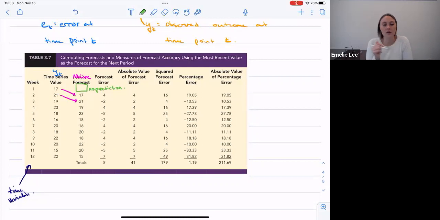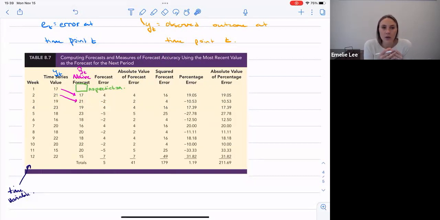So some of the things that we could look at are, of course, the forecast error. The forecast error is going to be the time series value, the actual value that you saw, Y subscript T, minus the forecast value, which is Y hat T. So 21 minus 17 puts us at 4. 19 minus 21 puts us at -2.